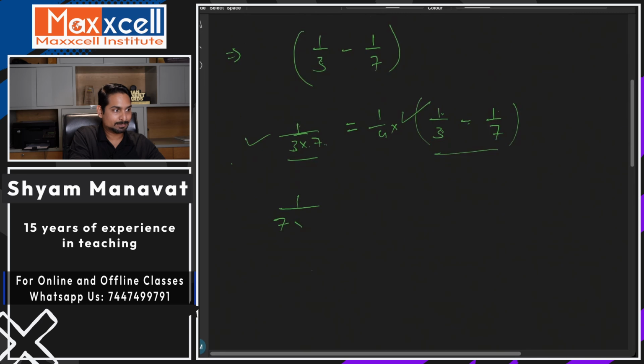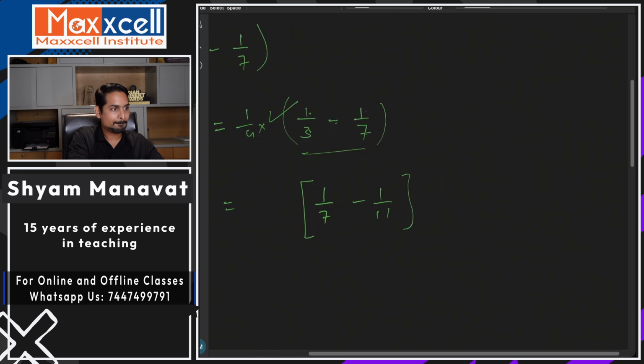1 upon 7 into 11. If we need to make the partial fraction of this, 1 upon 7 into 11, what do we do? First we'll write 1 upon 7 minus 1 upon 11. Okay, this part is clear. Now, if you simplify this, it's going to be 4 upon 7 into 11, right? 11 minus 7 is 4.